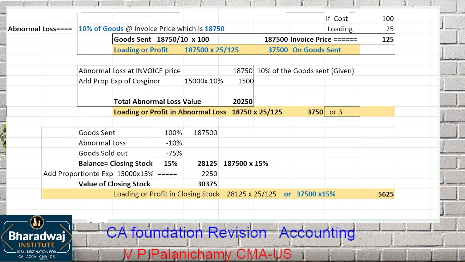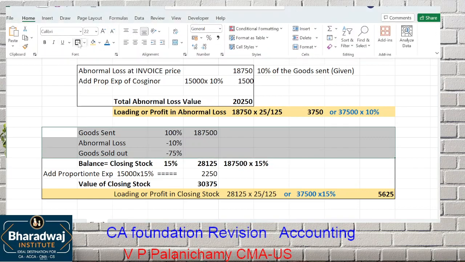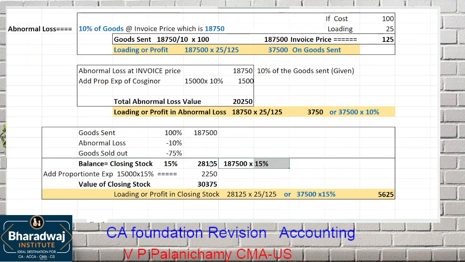Or 37,500 into what percent of goods was lost abnormally? 10%. If you do it that way, 37,500 into 10% of the goods lost will also give you 3,750. So goods sent minus abnormal loss and sold will give us the closing stock. What is the closing stock? 15%. So 1,87,500 into 15% you will get. Otherwise, you can also work it out like this: 1,87,500 into 15%, or convert it into cost. But too much confusion is not required. If this is correct, let us proceed with this.